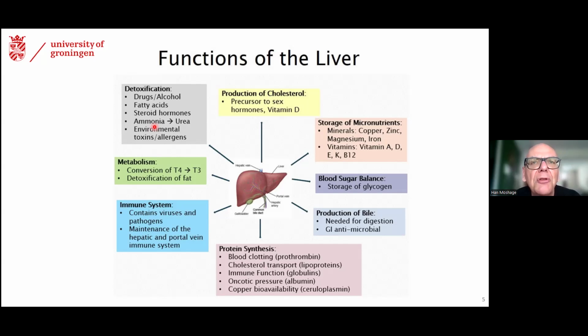So, for example, if you use very common painkillers like paracetamol or acetaminophen or naproxen or ibuprofen, all these drugs are metabolized in the liver because they are considered as strange components. And the waste products, the metabolites of these drugs, are excreted into the bile or transported to the urinary system.